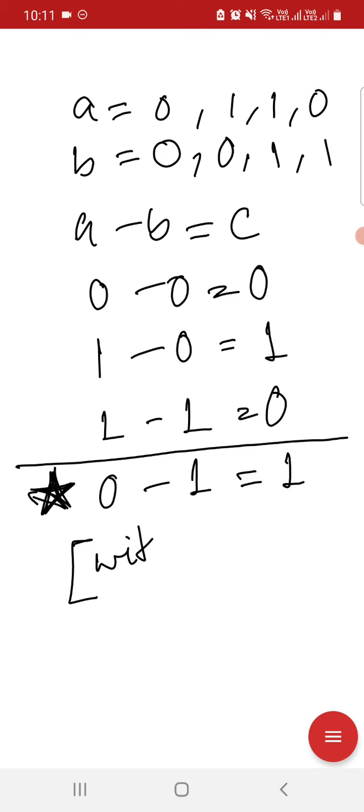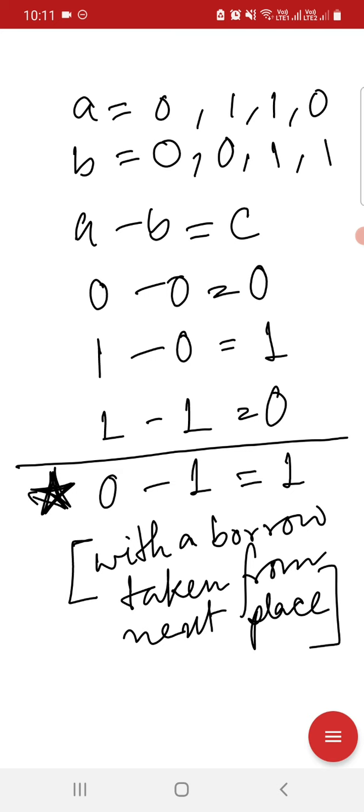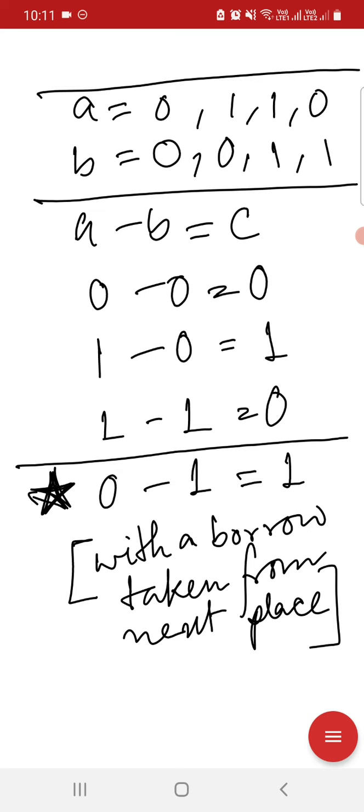Remember this formula, with a borrow. You need to remember this formula. So when we need to subtract 1 from a 0 in binary subtraction, we need to take a borrow from the next place. You can take a screenshot or write the formula. It is also in your book.